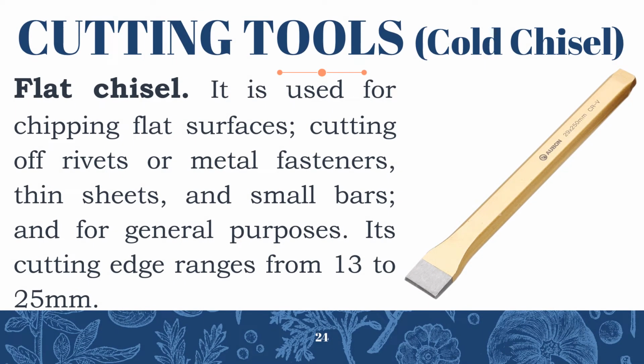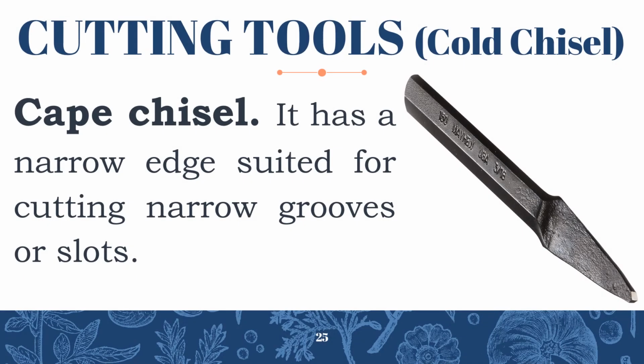An example of cold chisel is a flat chisel. It is used for chipping flat surfaces, cutting off rivets or metal fasteners, thin sheets, and small bars, and for general purposes. Its cutting edge ranges from 13 to 25 millimeters. Another cold chisel is a cape chisel. It has a narrow edge suited for cutting narrow grooves or slots.